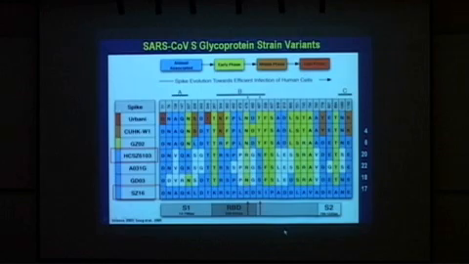Now, importantly, Farzan's group showed that the two key changes during the epidemic were this lysine to asparagine change at 479 and a serine threonine change at 487 that drove animal adaptation to human strains. And so keep that in mind.